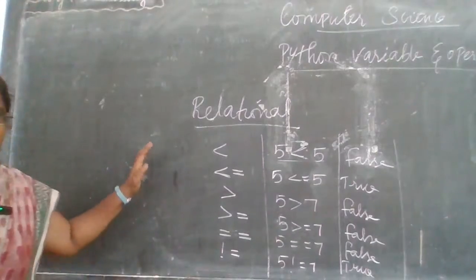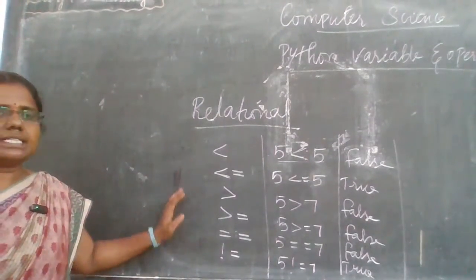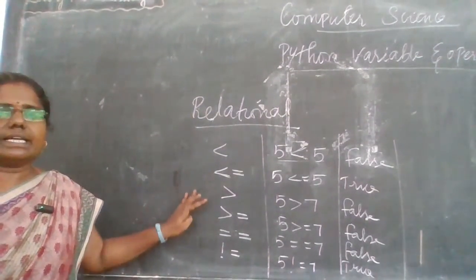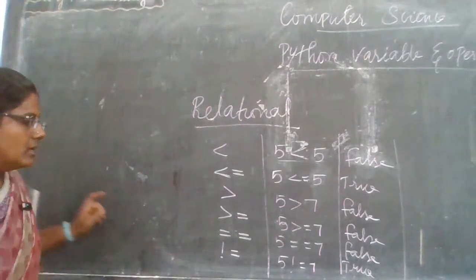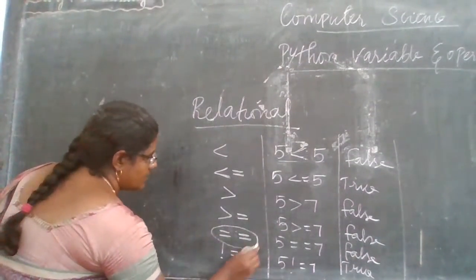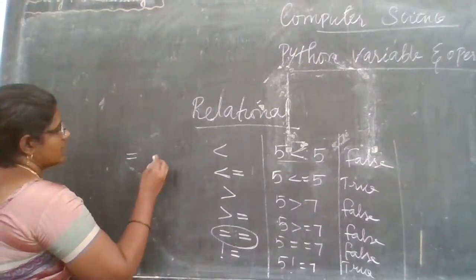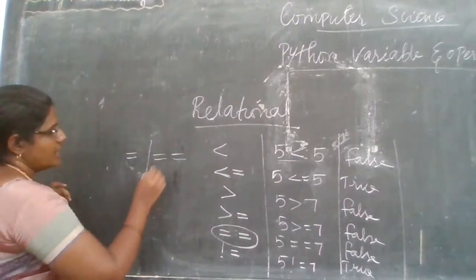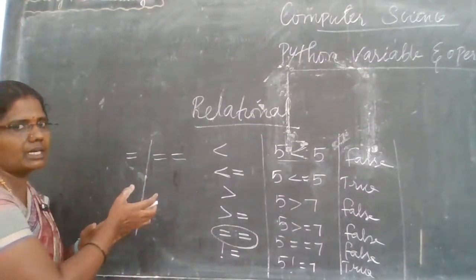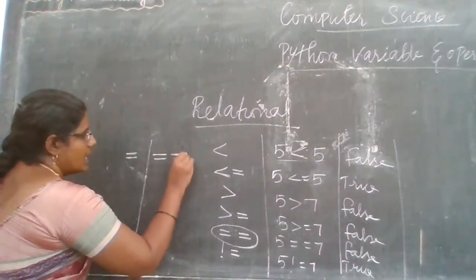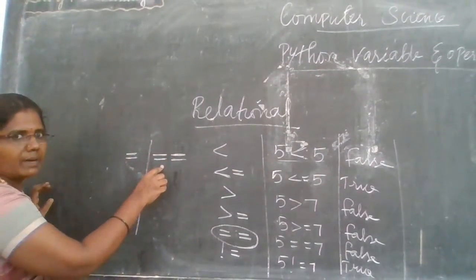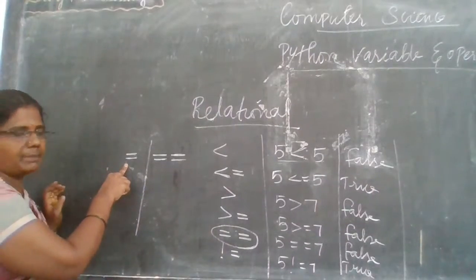Now, do you understand the relational operators less than or equal to, greater than or equal to, and not equal to? You must differentiate the equal to and double equal to operators. Double equal to means it checks whether both are equal or not. Single equal to is the assignment operator. Double equal to is a relational operator.